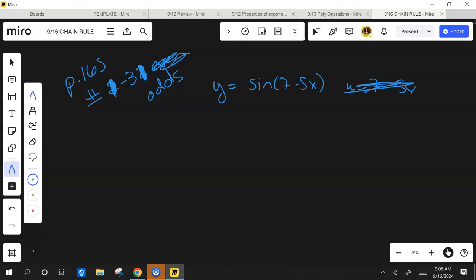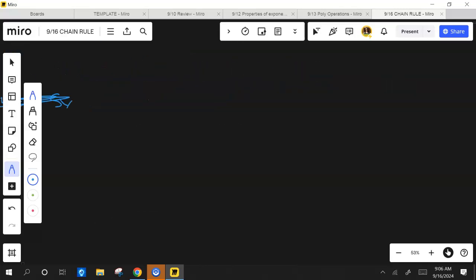Let's do 23. This is a great one because it's got a ton of functions embedded into it. Find dy dx.